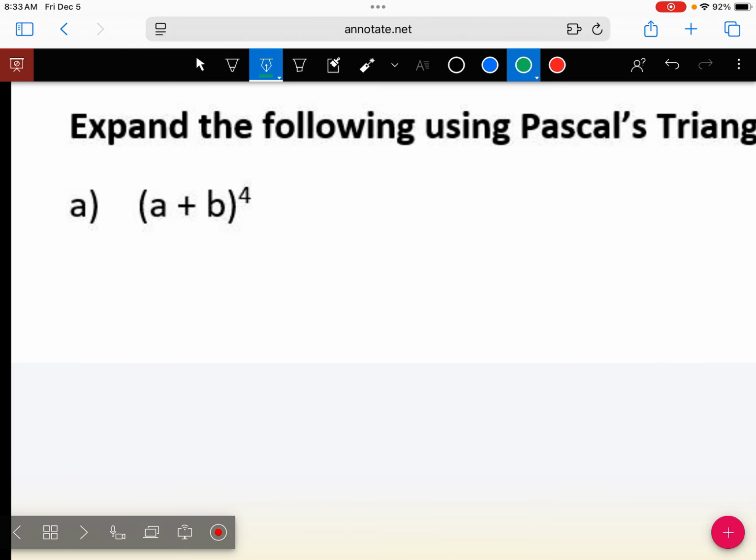First thing I want to identify is what row. Because it says 4, the first thing I'm going to do is look at my Pascal's triangle and write down the numbers in row 4.